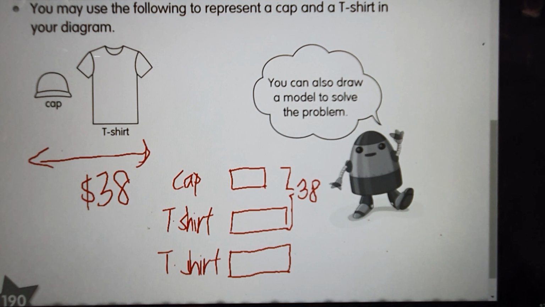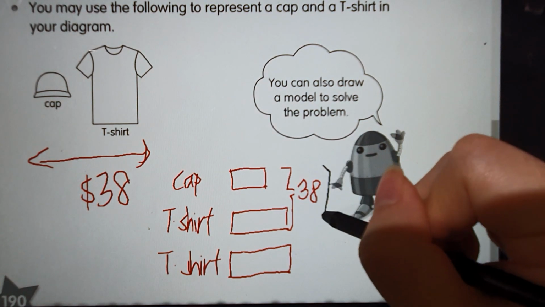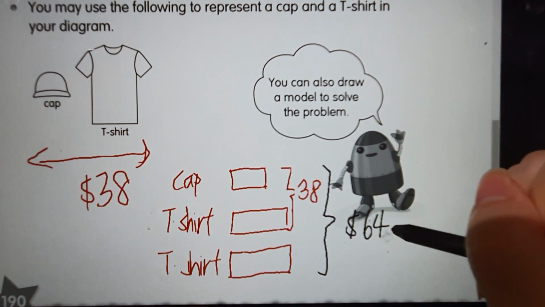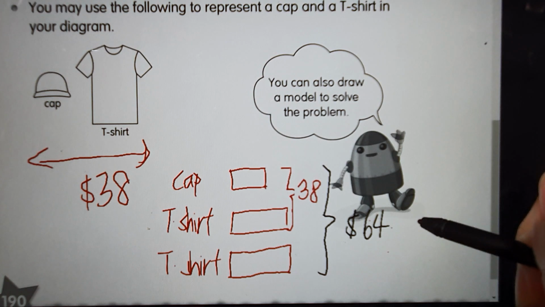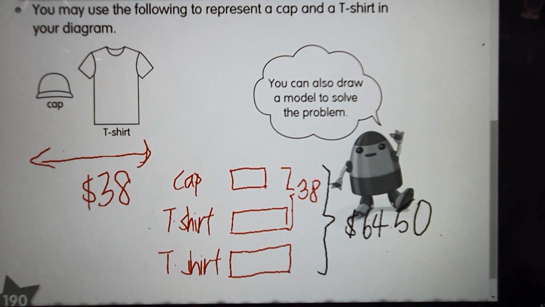Okay, I know that a shirt and a cap is $38, and I know the price of a cap and two t-shirts is going to be $64.50. So everything here is going to be $64.50. So what do you see from the model already?